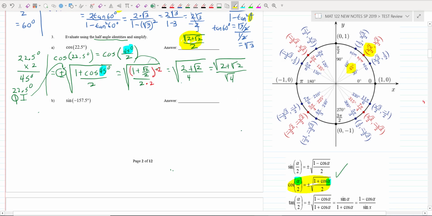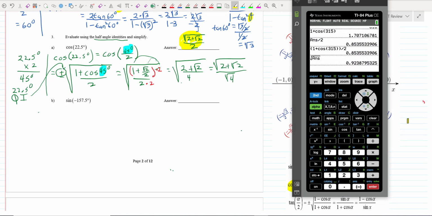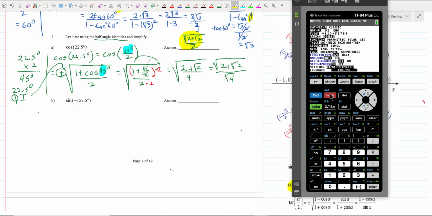So I want to also show you on problems like this that they're pretty easy to verify on your graphing calculator. So you want to make sure that you're in degree mode, and if you go cosine 22.5, that will give an approximate answer. We'll just compare it to the exact answer you got. So you can go square root of 2 plus square root of 2, and you need to get out of that radical and then divide by 2, and you should get exactly the same answer. So it's easy to verify in a graphing calculator.